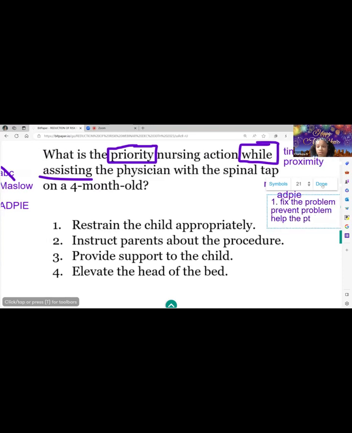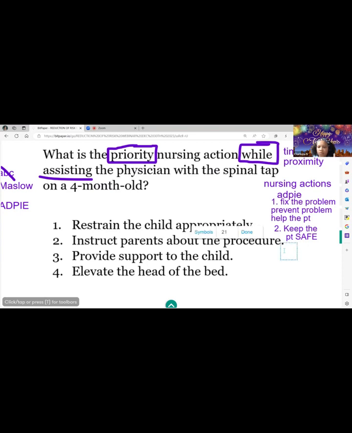So we want to know, what can we do as a nurse to prevent the problem, because they don't give us a problem yet, but I don't want a problem to happen. Number two, keep the patient safe. All right. So if you use that testing strategy, that will help you get to the nursing action that you need to do first. Remember, priority is first. Keep the patient safe. What can I do to keep this patient safe, help this 4-month-old, and prevent a problem from occurring while I'm assisting this doctor? Not after, not way, way before, but while this doctor is doing this spinal tap. What am I going to do?